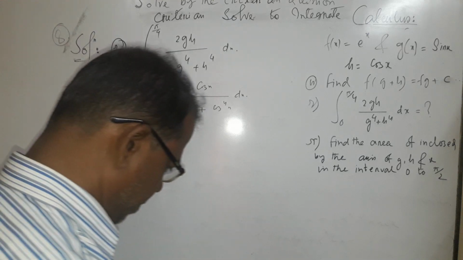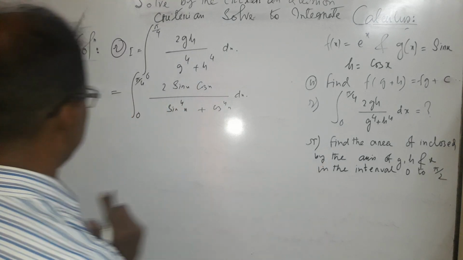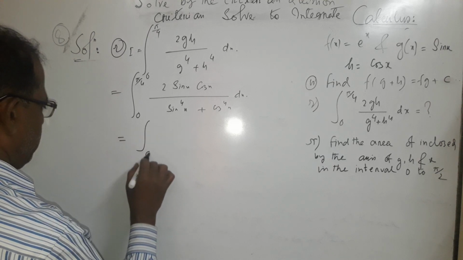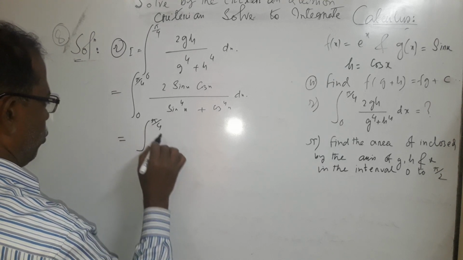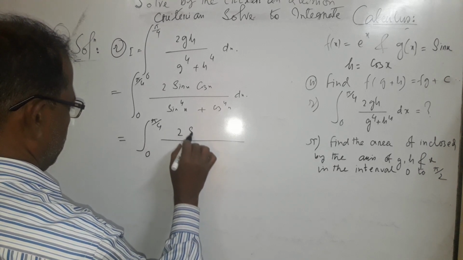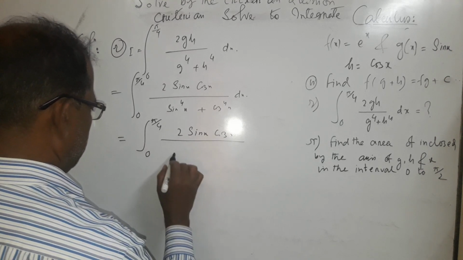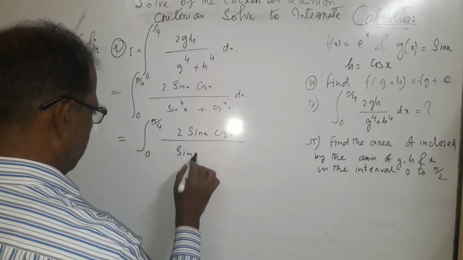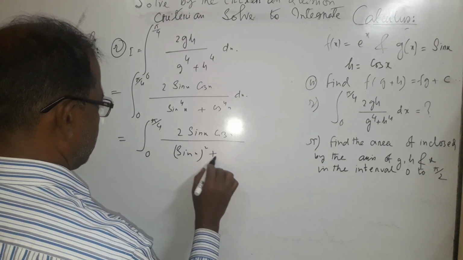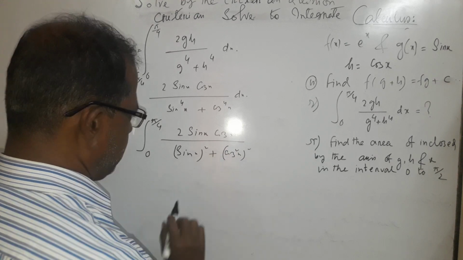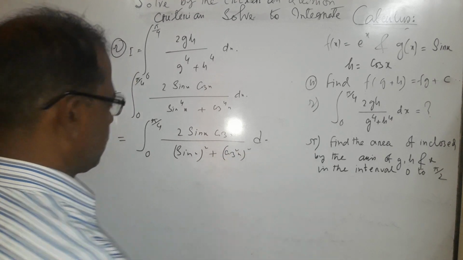And then you have to deeply think. This is the system and process. 0 to pi divided by 4, 2 sin x and cos x, sin x whole square plus cos x square whole square. Right? Okay.